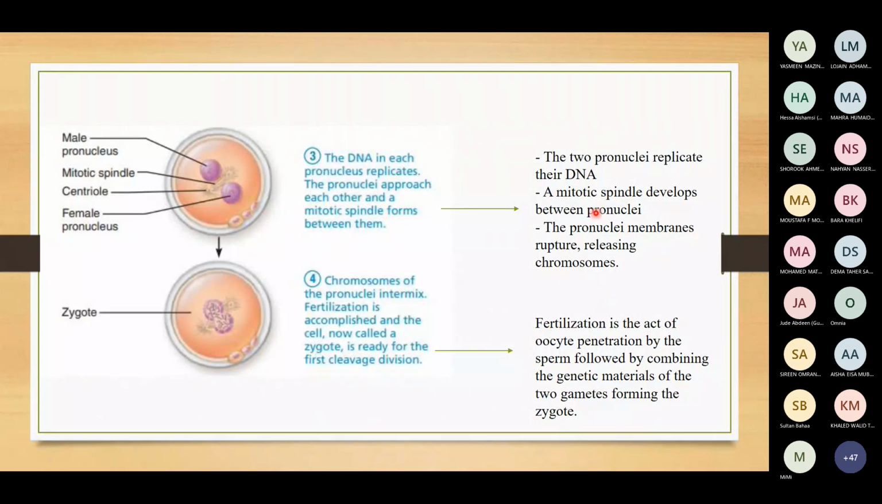Anyways, so the pronuclei membranes are going to rupture. And what do we have inside the nucleus? We have the chromosomes, okay? So the chromosomes are actually going to end up being released, and they're going to combine. And once the chromosomes combine, this is what we call fertilization. It's now accomplished.